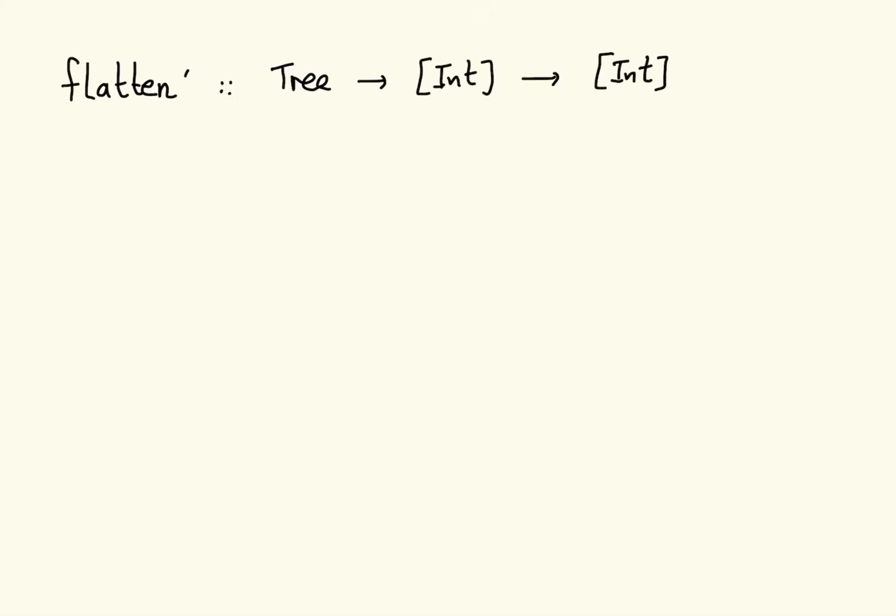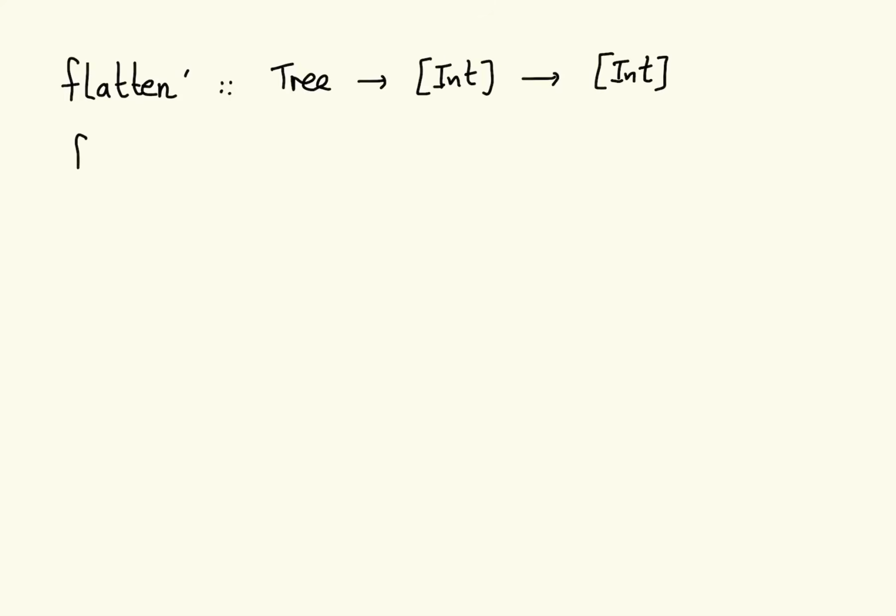Now that we've completed the calculation, we can wrap up this example by giving the full definition for the flatten prime function. So what we've done is we have obtained a function called flatten prime, and it takes two parameters. It first of all takes a tree, then it takes a list of integers, and it's going to combine those to give a list of integers. So that's the type of flatten prime.